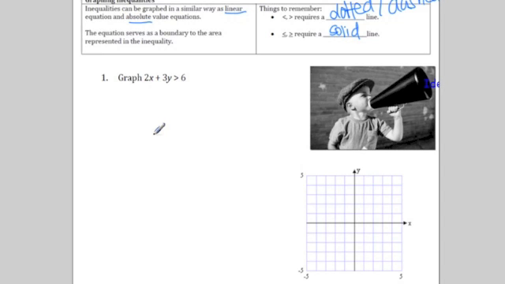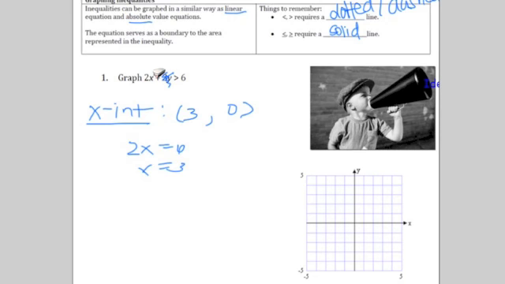There's two ways you can graph it. The first way you could graph it is you could find your x-intercepts. To find your x-intercept, remember that's when you let y equal 0. So if I plug in 0 for y, this is essentially gone. And if I solve this for x, I would get 6 divided by 2. So x will equal 3. So my ordered pair for my x-intercept is 3.